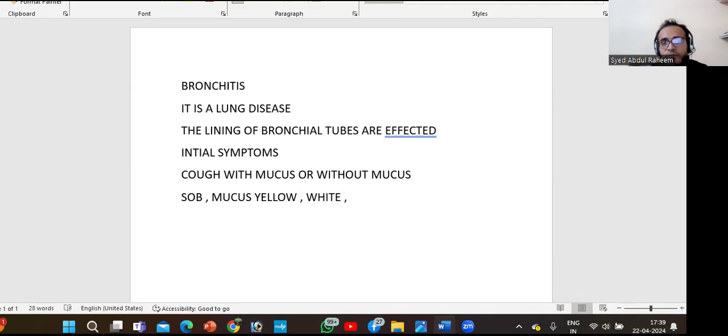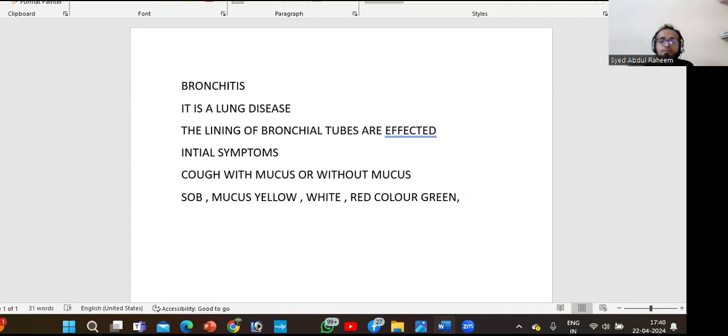And sometimes we have a red color, which indicates blood in the sputum. Green color sometimes, red color, green color. Green indicates the presence of fungus in the lungs. Red color indicates the presence of a blood problem in the lungs. White or yellow color indicates a problem within the lungs.